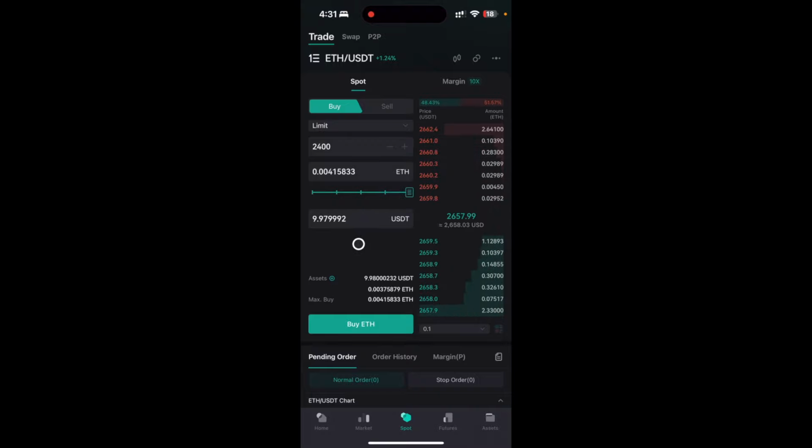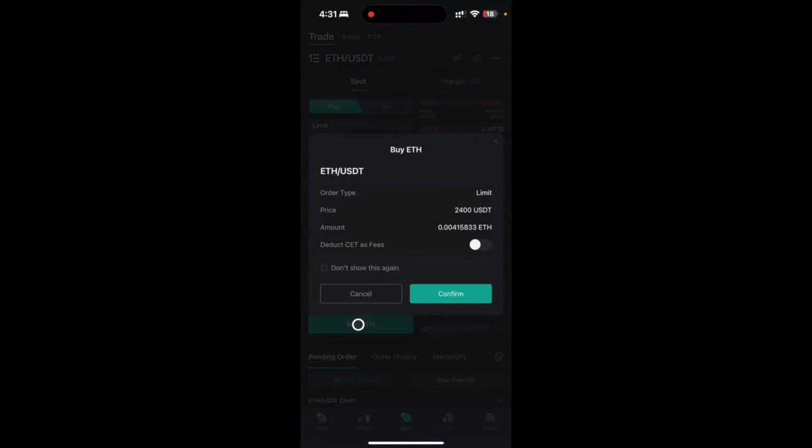Spot trading is all about buying low and selling high and making profits. As you all know, cryptocurrencies are very volatile. And then all you have to do is click this button where it's written Buy Ethereum like this, and just click confirm. And if you have some CET tokens in your wallet, you can turn it on like this, and it's going to use some of those tokens for transaction fees and stuff like that. In this case, I don't have any CET tokens, that's why it's off. And then all I have to do is click confirm.